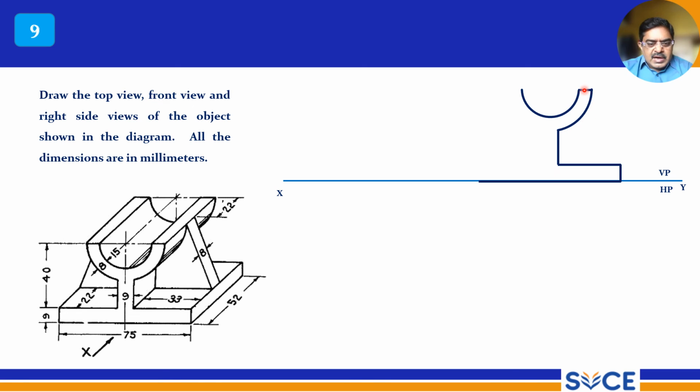Now draw this arc, right? Mark the center point here, and then draw this arc, and draw this semicircle. Then draw this 9 mm line here, and then complete it. It is a symmetrical component, and from here to here it should be thick line. So this is the front view.